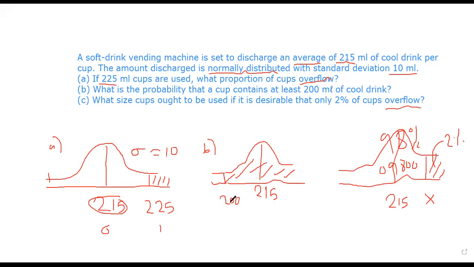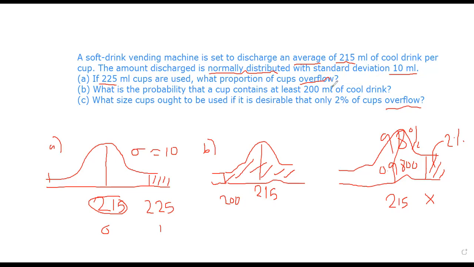So when we standardize 200 minus 215 over 10, we are going to get negative 1.5, which we are going to read from the table. And the 1.5, if we read it from the table, you will get the exact value that you need without subtracting.